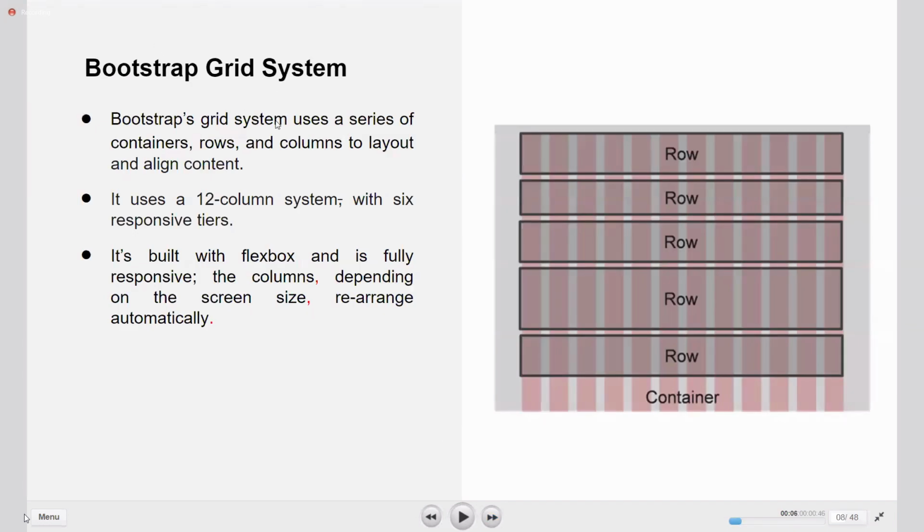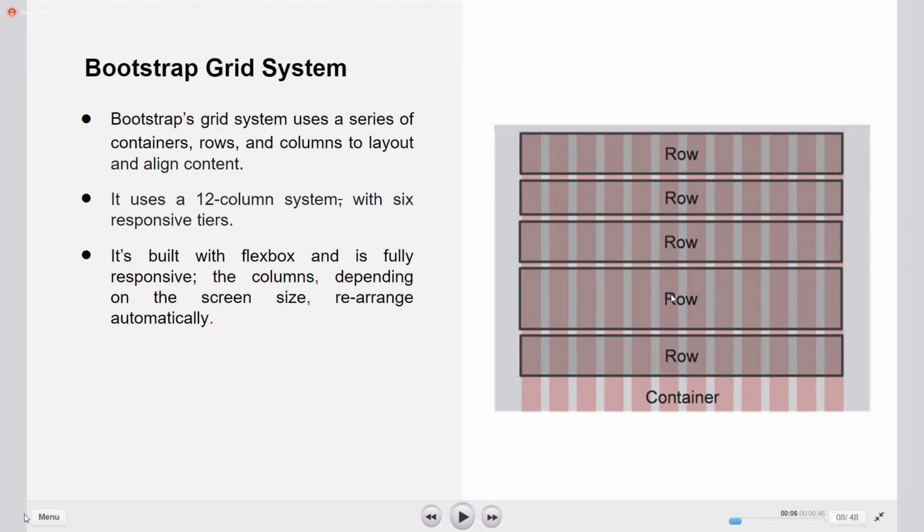So see, Bootstrap grid system is the most important feature of Bootstrap, which makes it responsive. Whenever you are going to use Bootstrap in your website, that means all the screens considered are having 12 columns. So this is column 1, 2, 3, 4, 5, 6, 7, 8, 9, 10, 11, 12.